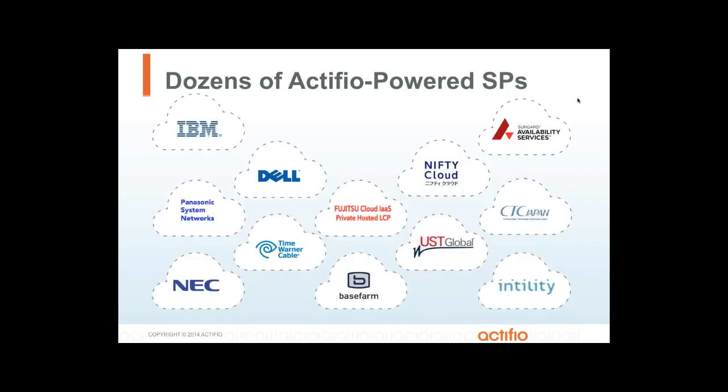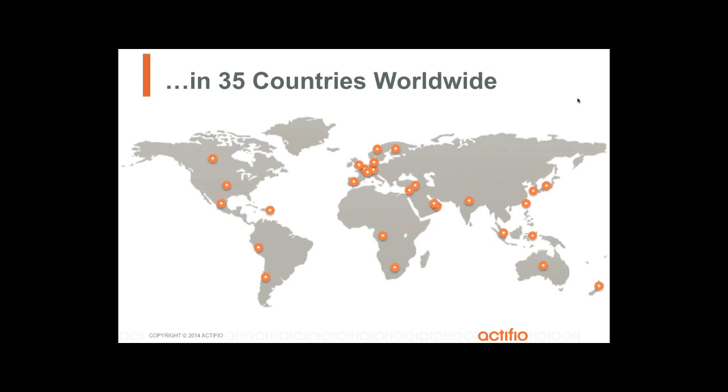A lot of Actifio powered clouds exist today. There's almost 40 service providers who use Actifio for offering a variety of services around disaster recovery, backup, and test dev services in their cloud. And we were born global. We have offices everywhere in 35 countries worldwide. Our development primarily happens here in Waltham, Massachusetts, suburbs of Boston.